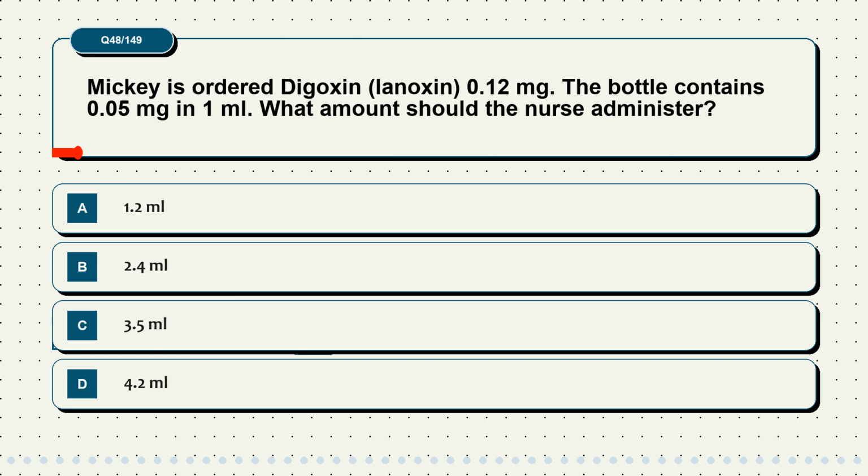Question 48. Miki is ordered digoxin (Lanoxin) 0.12 mg. The bottle contains 0.5 mg in 1 ml. What amount should the nurse administer? Here are the options. Option A, 1.2 ml. Option B, 2.4 ml. Option C, 3.5 ml. Option D, 4.2 ml.